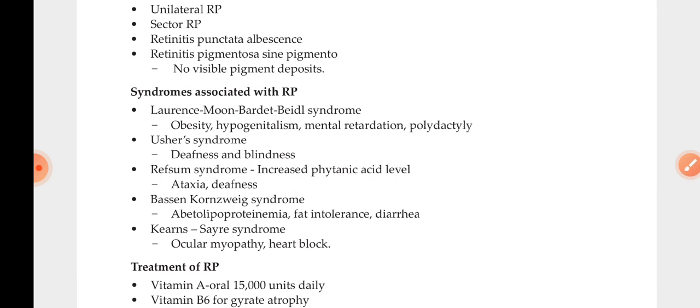Next is Usher syndrome, which is deafness and blindness. Refsum syndrome has increased phytanic acid level, with ataxia and deafness. Bassen-Kornzweig syndrome is abetalipoproteinemia, with fat intolerance and diarrhea. Kearns-Sayre syndrome has ocular myopathy and heart block. These are syndromes associated with retinitis pigmentosa. There are some complex terms, so have a look and try to remember if possible.